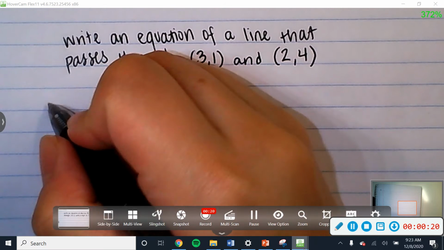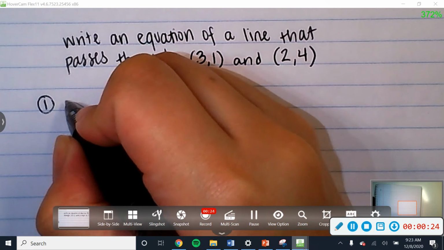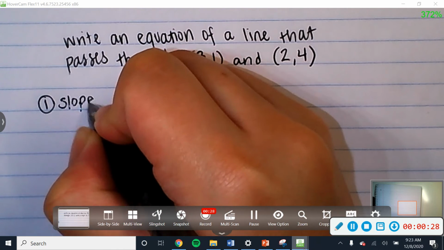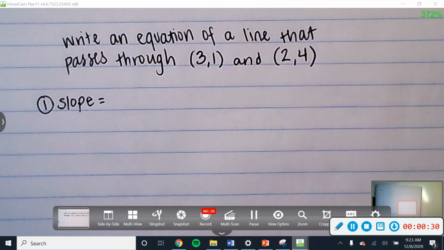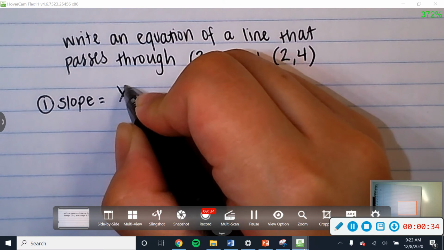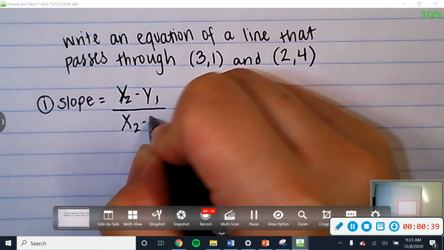So the first thing that we need to know is what is the slope of this line. So we need to find the slope. We do this by using our slope formula, which is y2 minus y1 over x2 minus x1.